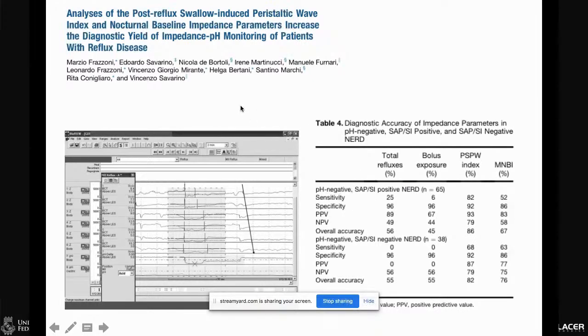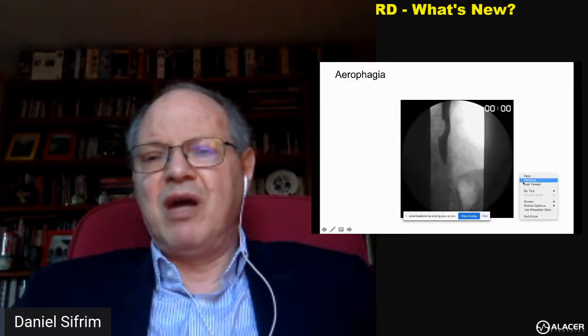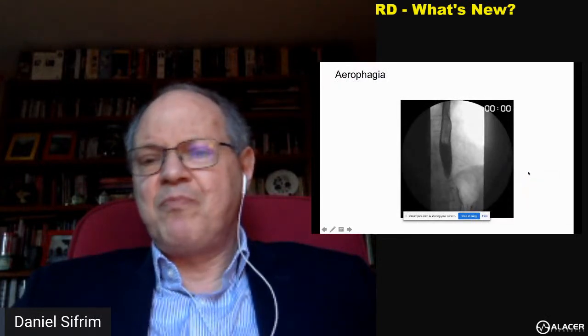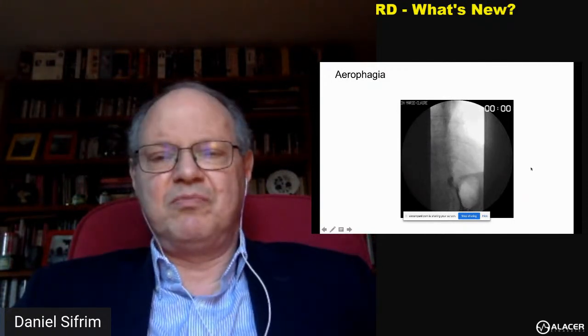put together the MNBI and the PSPW as parameters to help to make the diagnosis in a subject which has a negative pH metric, the acid exposure is normal, the reflux symptom association is negative, the endoscopy is negative, and they want to know if this patient is really symptomatic due to reflux or not. When they apply the PSPW and the MNBI, they find that the sensitivity and specificity is very good.